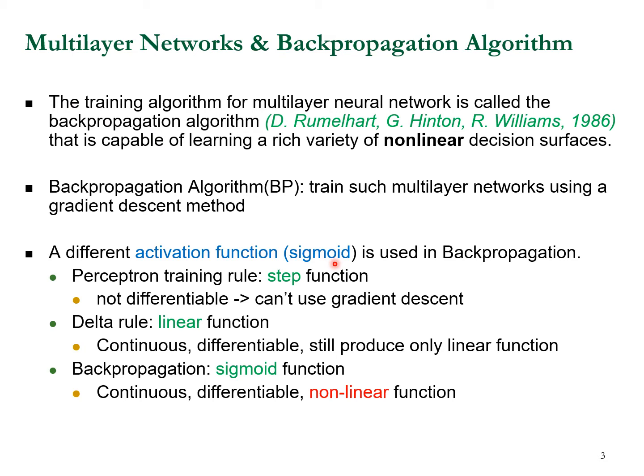Anyway, let's take a look at what the backpropagation algorithm is and how it works. The backpropagation algorithm is a training algorithm in a multi-layer neural net, and it is one of the most famous algorithms in neural nets, and it is based on the gradient descent method. As I said, many machine learning algorithms are based on gradient descent, and backpropagation is no exception.